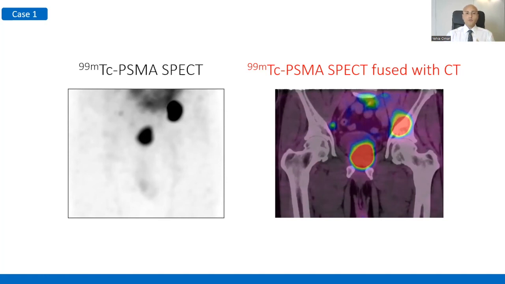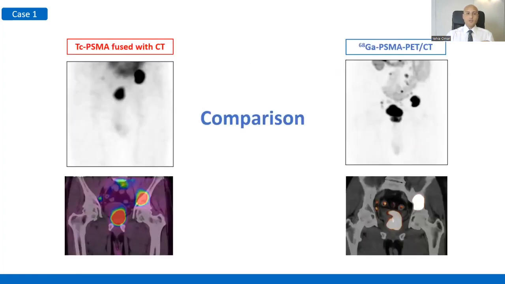Then we wanted to do a comparison between technetium PSMA and gallium PSMA in the same patients and try to compare different levels. So this is the same cut section. This is the technetium on the left side, and that's the gallium on the right side. We wanted to do a comparative analysis between the prostate level, the nodal level, and the osseous level. So let's start with the prostate.